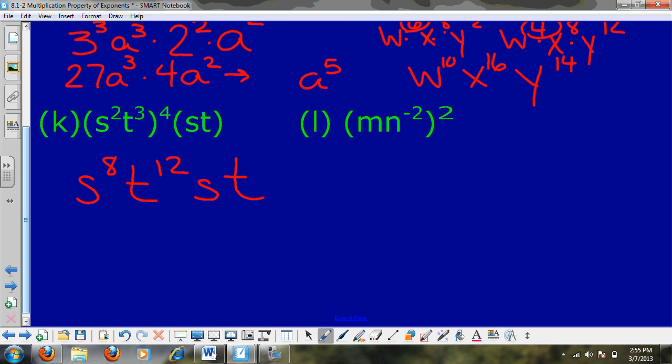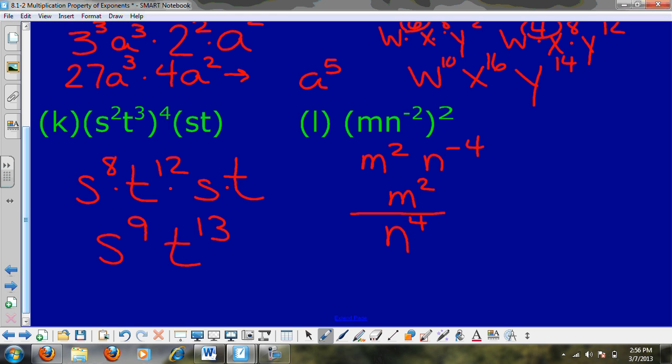First did it, then I have s to the 8th times p to the 12th times s times t. So it becomes s to the 9th, t to the 13th. Lastly, mn to the negative 2nd squared becomes m squared n to the negative 4th. I want to get rid of the negative exponents. M squared over n to the 4th.